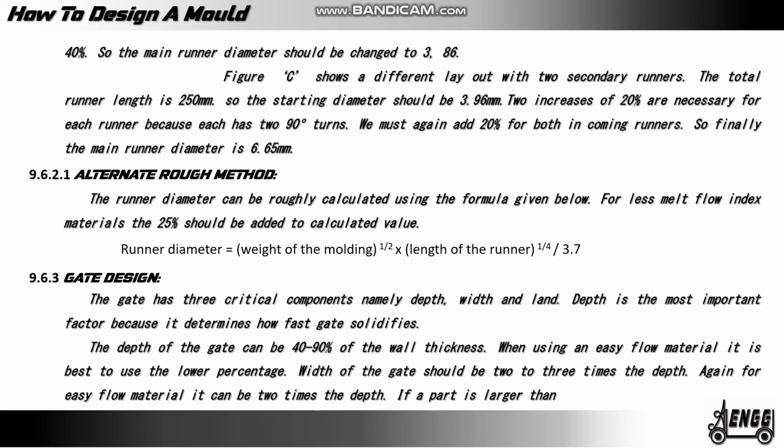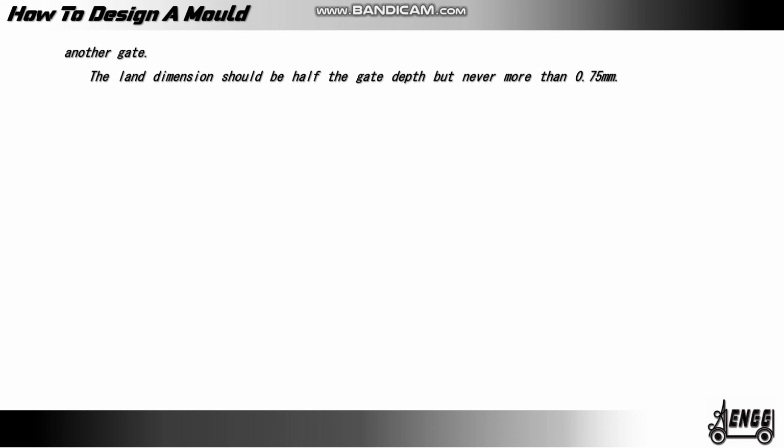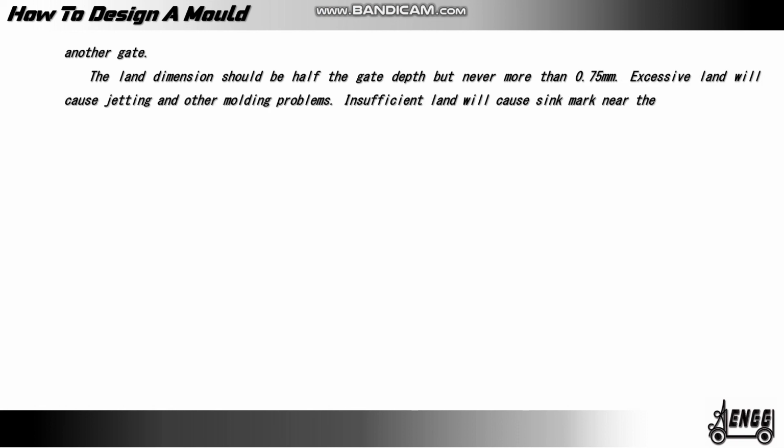If the part is larger than 100 mm, think of adding another gate. The land dimension should be half of the gate depth but never more than 0.75 mm. Excessive land will cause jetting and other molding problems. Insufficient land will cause a sigma mark near the gate area.